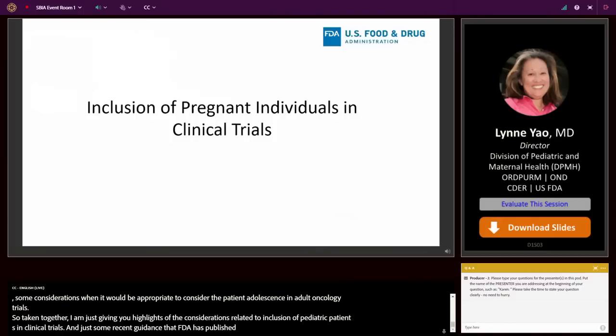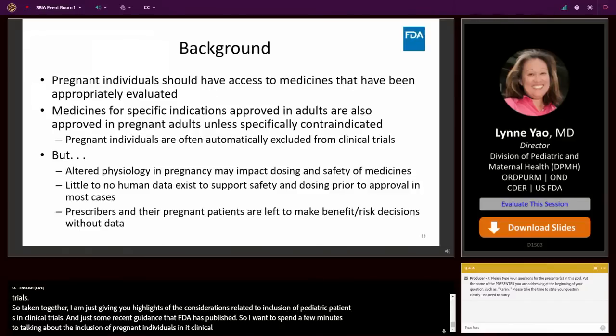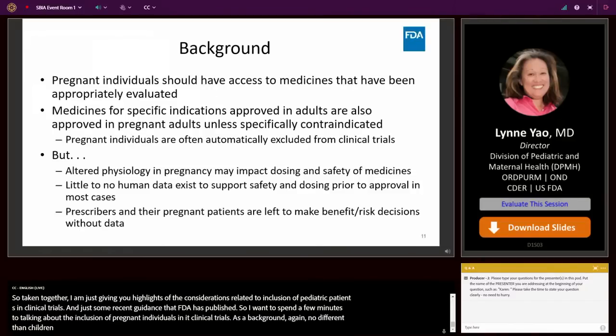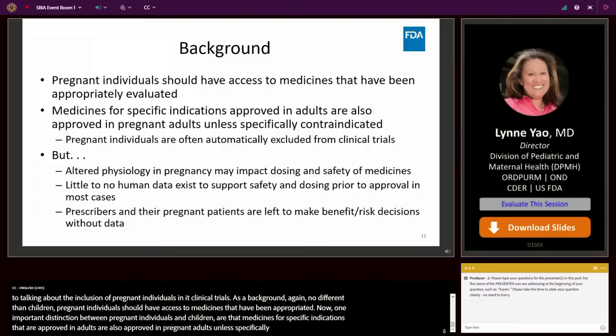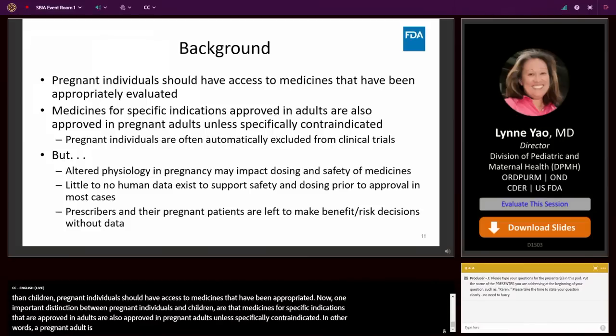So moving on, I want to spend a few minutes to talk about the inclusion of pregnant individuals in clinical trials. As a background, again, no different than children, pregnant individuals should have access to medicines that have been appropriately evaluated. Now, one important distinction between pregnant individuals and children is that medicines for specific indications that are approved in adults are also approved in pregnant adults unless specifically contraindicated. In other words, a pregnant adult is still an adult, and so when the drug has been tested and approved in adults, one does not need to say that a clinical trial needs to be conducted in pregnant adults to ensure that the efficacy is similar, unlike the situation in children.